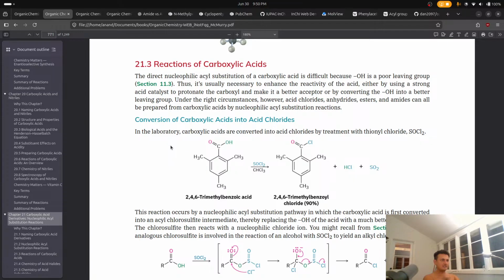Conversion of carboxylic acids into acid chlorides. In the laboratory, carboxylic acids are converted into acid chlorides by treatment with thionyl chloride, SOCl2. Dude, that's a killer reaction. This reaction occurs by a NASR pathway, in which the carboxylic acid is first converted into an acyl chlorosulfite intermediate.